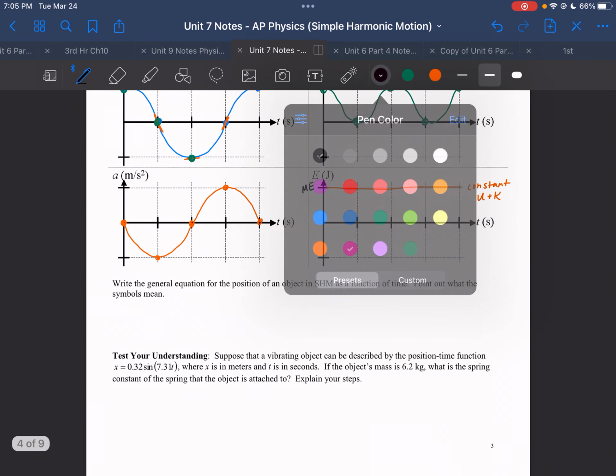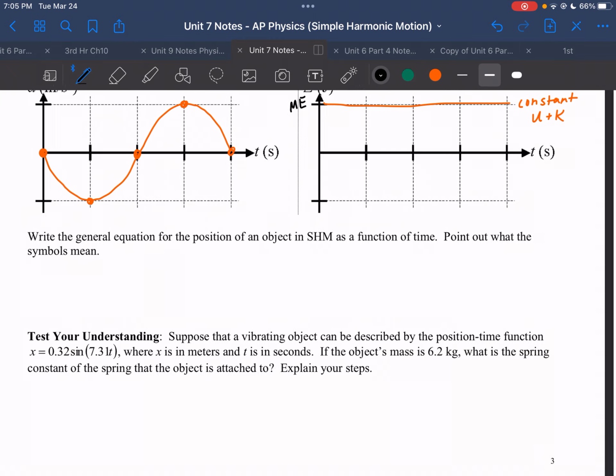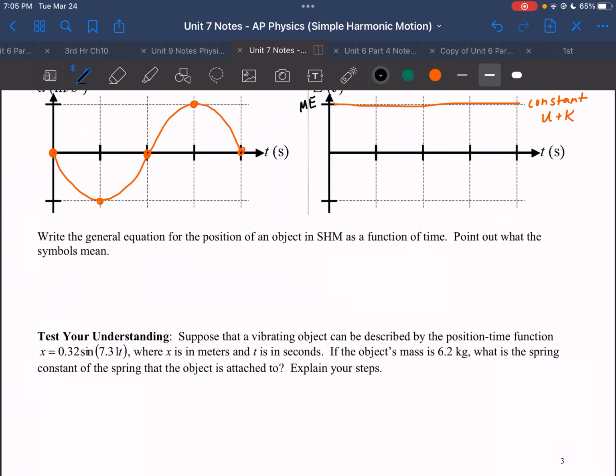Now, to write an equation for this, there's a couple of ways you can do it. But to find the position, and this is looking at a position in simple harmonic motion as a function of time, there's a couple of ways to write it. The most general form looks like this: x is equal to A times the cosine of omega times t, where x is going to be its position.